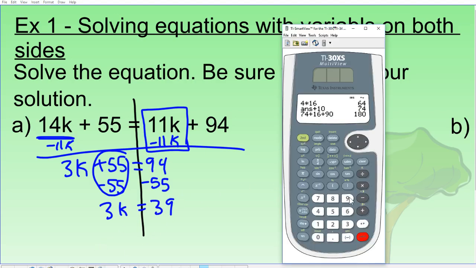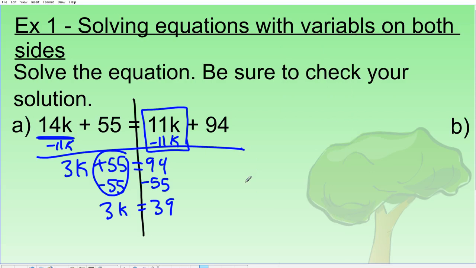Double check it on the calculator because I'm slightly unsure of myself. Okay, it was 39. And the final step to solving, since this is a multiply, we are going to divide by 3 on both sides, and k equals 13. I'm 100% positive that's 13.